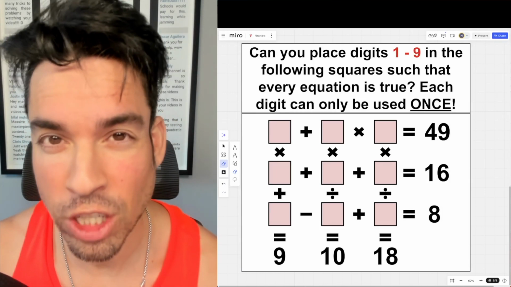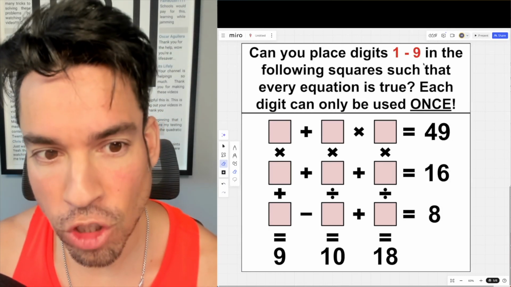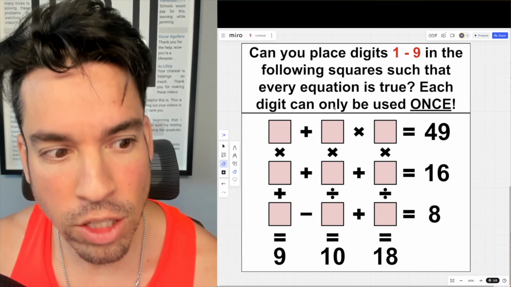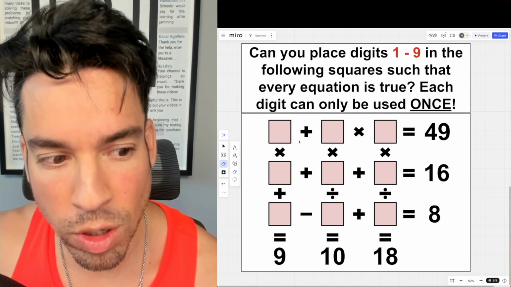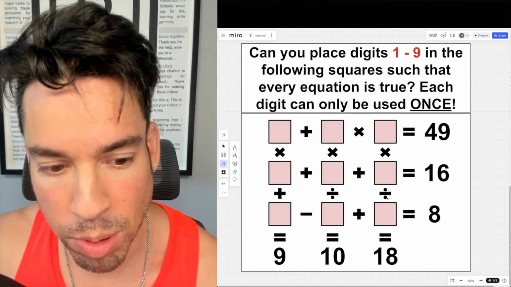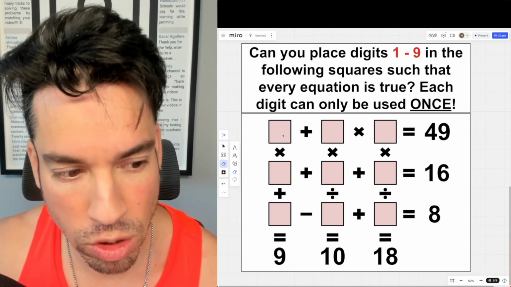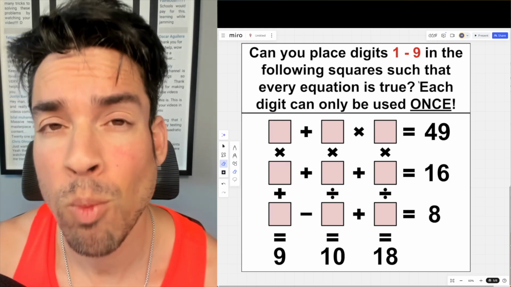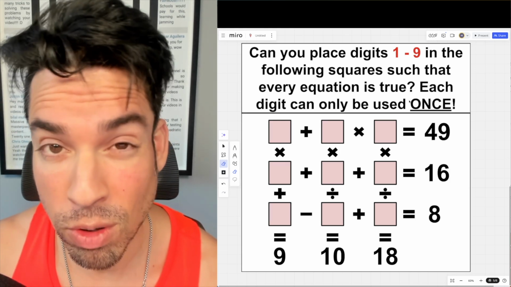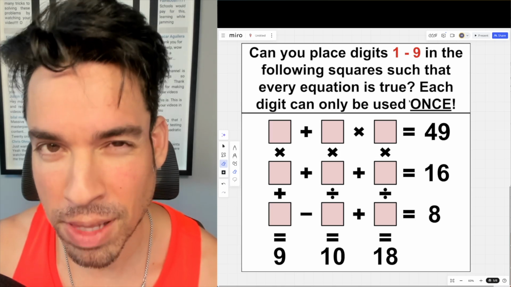In this one, the question is as follows. Can you place the digits 1 through 9 in the following squares such that every equation is true? Each digit can only be used once. And what you see is we have 3 equations going left to right, and then as well 3 more equations going up and down. And once again, 1 through 9 only used once. Hit that pause button and see if you can figure it out. When you're ready, hit play and I'll give you the explanation.